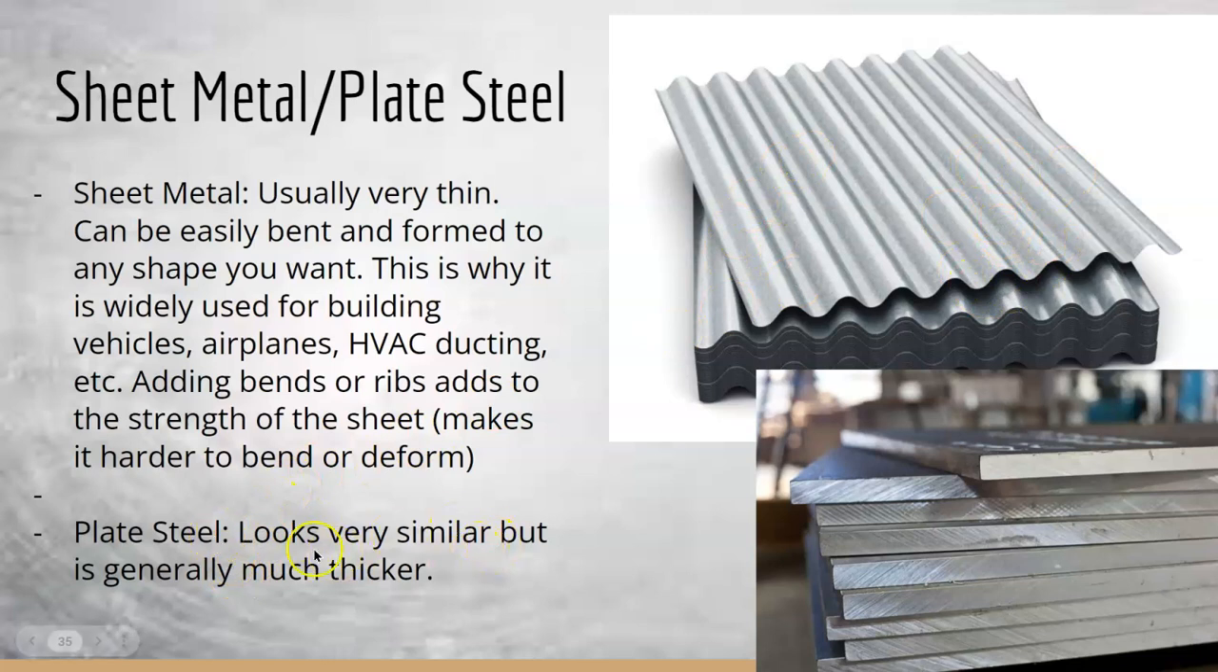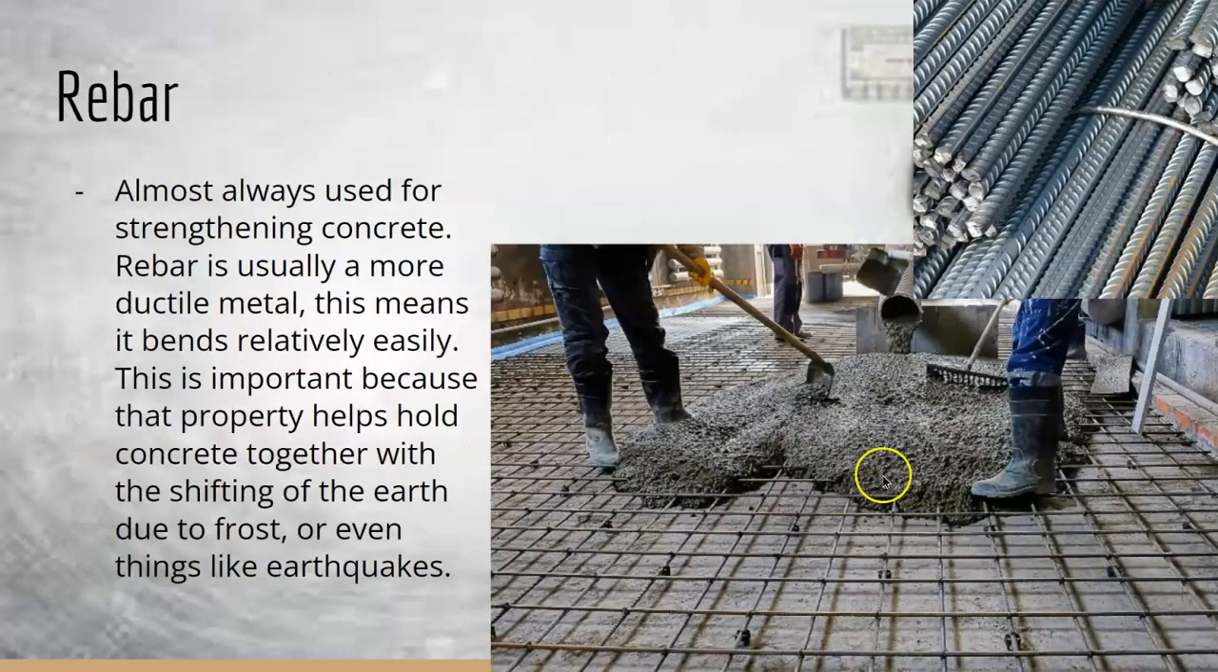Plate steel, on the other hand, looks similar, as in it's flat and it's a big sheet. However, they're generally much thicker. So plate steel, as you can see here, super thick, right? And these would be for applications like building dumpsters or stuff like that, where you want a lot more strength in the material without having to add all these ribs and bends and stuff. Okay. Rebar.